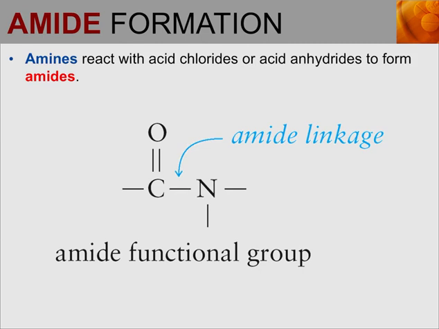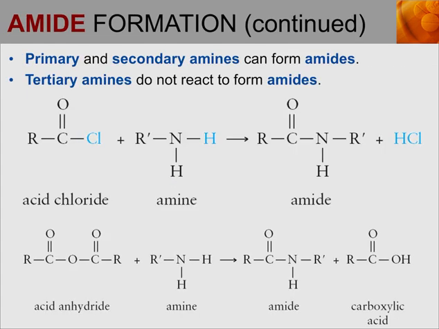Now let's talk a little bit about amide formation. So amines will react with either an acid chloride or an acid anhydride to form an amide. So this is very similar to how we formed esters. Now the amide linkage will be right between the carbon and the nitrogen on the amide. So that's what we're trying to form in these reactions. So let's look at some examples.